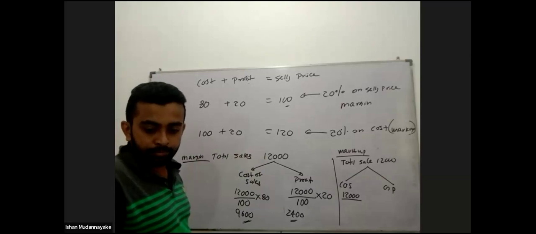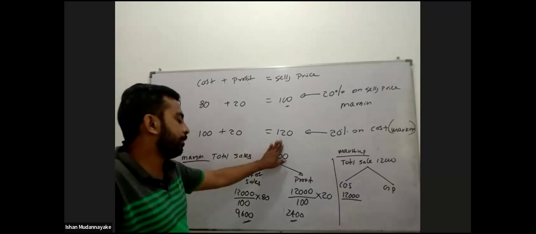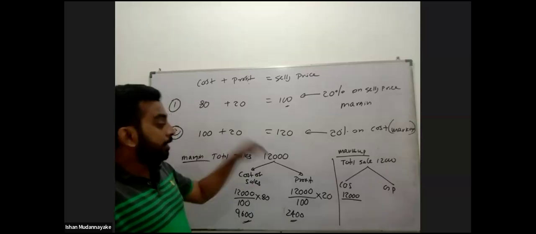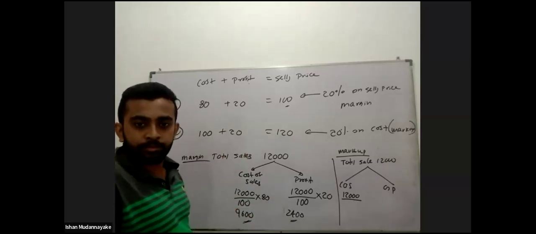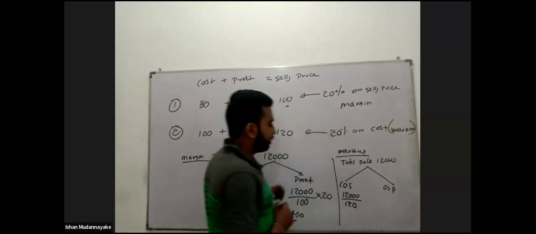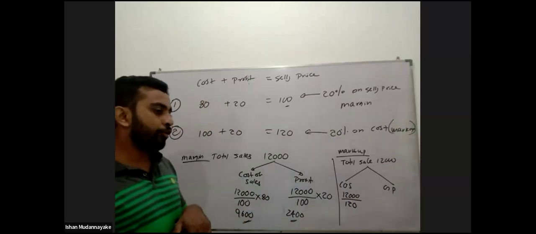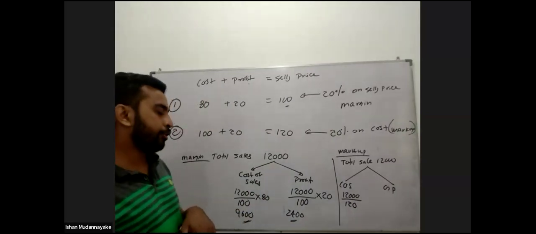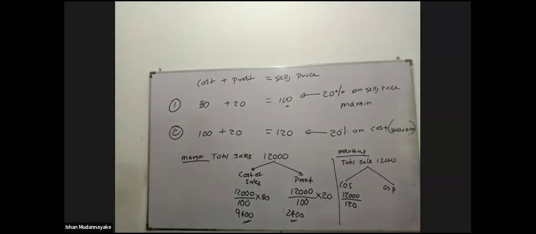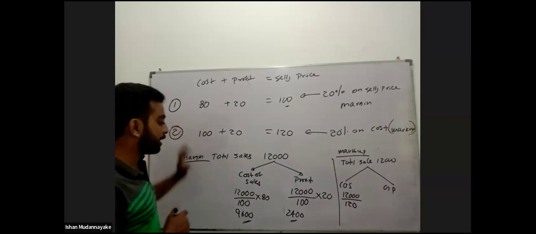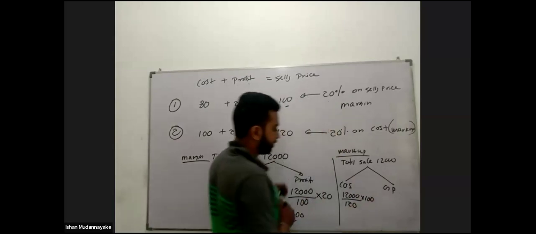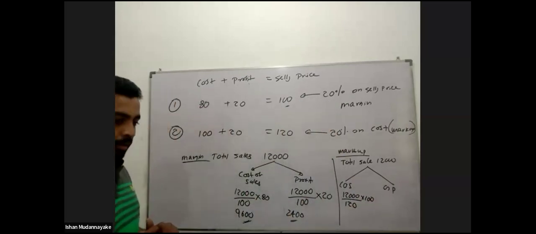Selling price 120. Total sales 12,000, then divide by 120. Divide the given amount by the equal amount. The given amount is total sales, and the equal amount is 120. Then if you want to calculate cost of sales, multiply by 100.